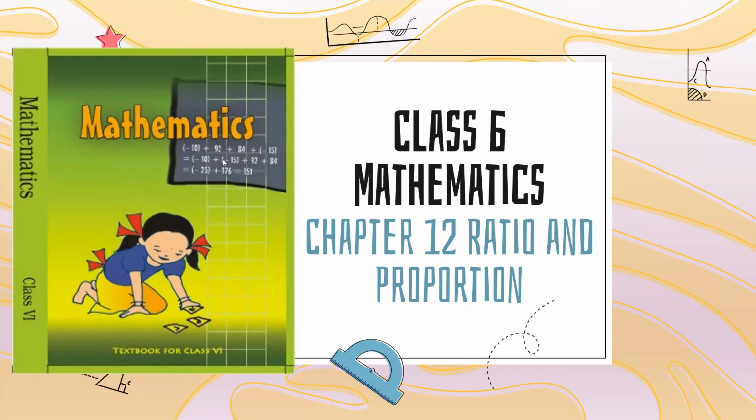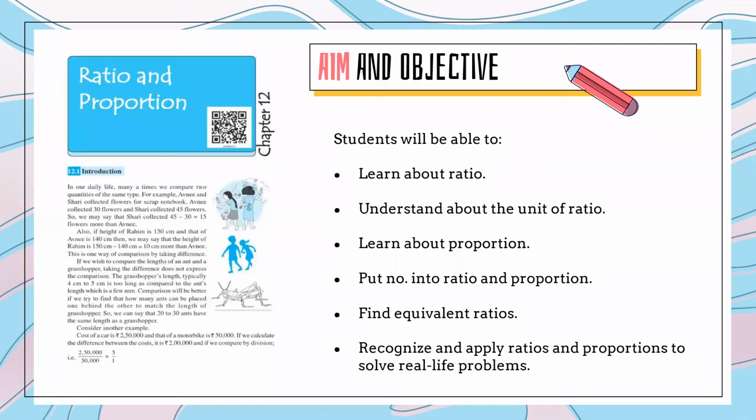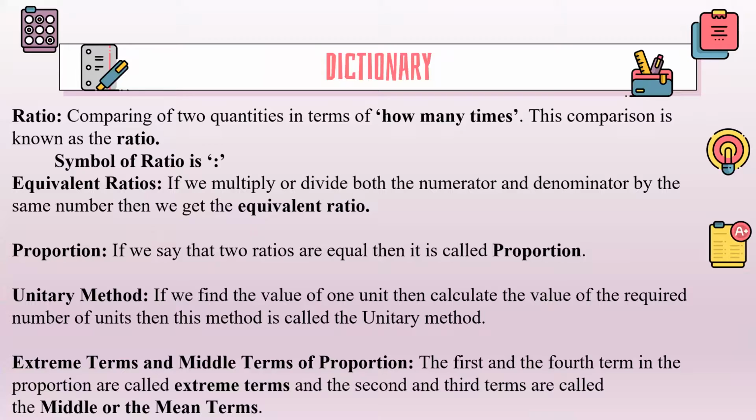This is your maths book and today we will start with chapter number 12, ratio and proportion. Aims and objectives. Students will be able to learn about ratio, understand about the unit of ratio, learn about proportion, put numbers into ratio and proportion, find equivalent ratios, recognize and apply ratios and proportions to solve real life problems.